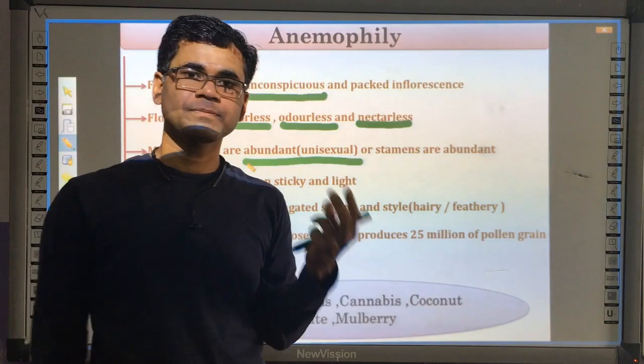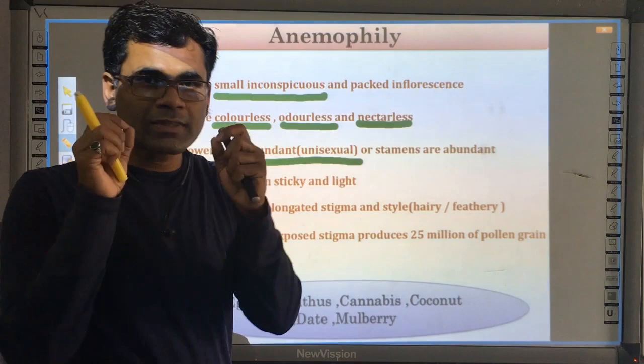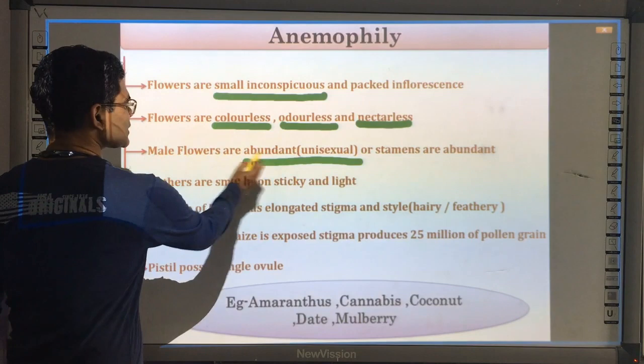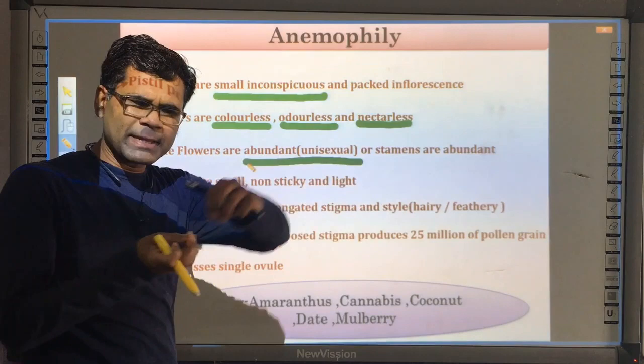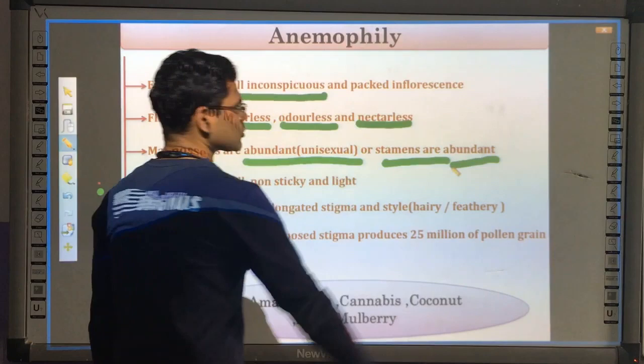There are chances of loss, and there is a huge chance of loss. So for ensuring pollination, the male flowers are abundant. Many male flowers are there so that many pollen grains can be burst at the same time and can be carried by wind at the same time. Okay, and similarly, stamens are also abundant.